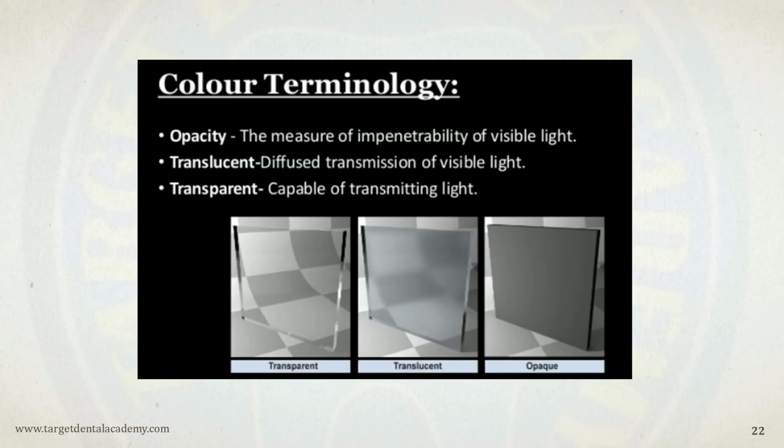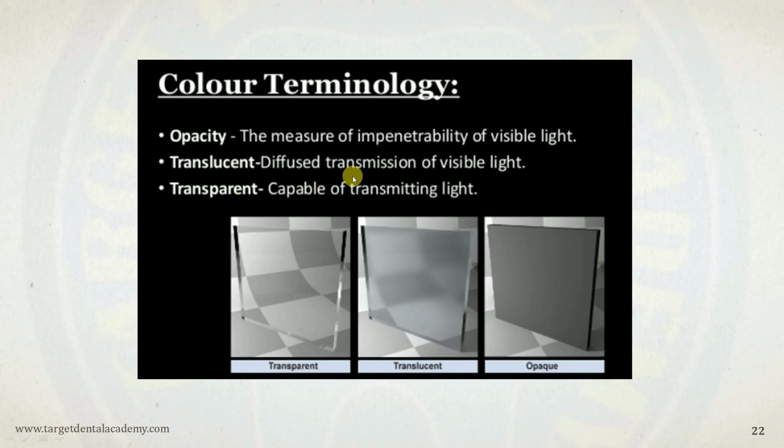Coming on to the color terminologies, number 1 is the opacity, the measure of the impenetrability of visible light. You will get nothing when you pass the light. When you pass the light from this side, it will never come out from this side. So it is your opaque.